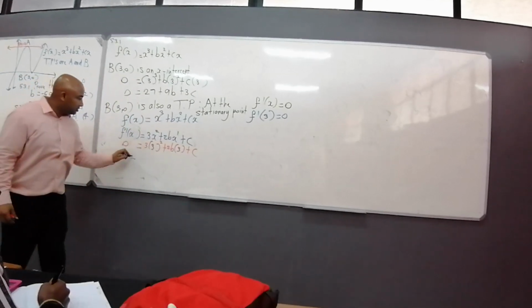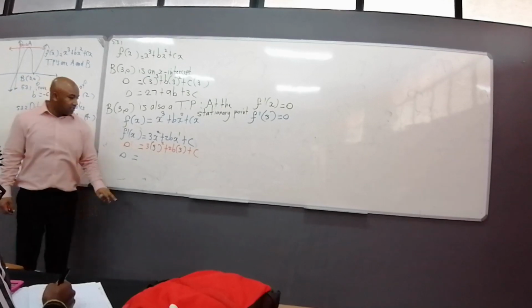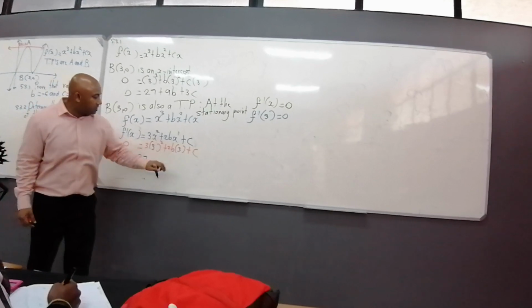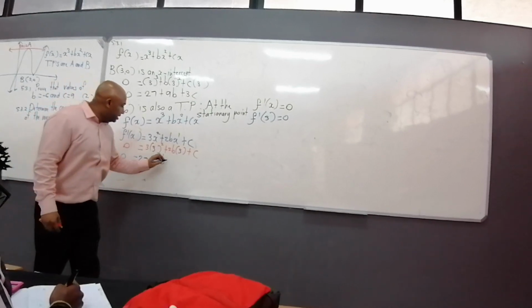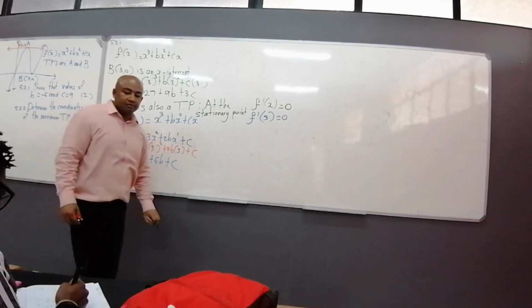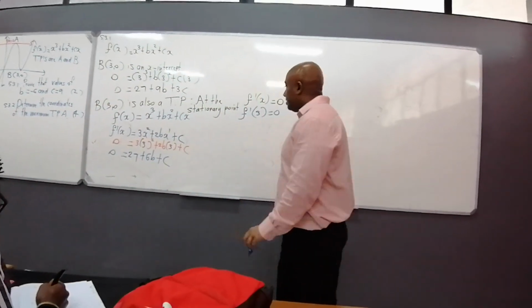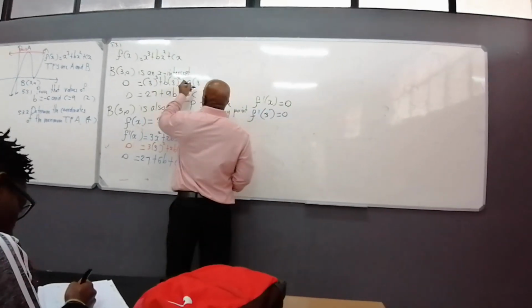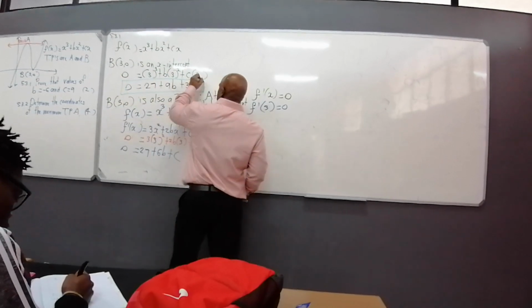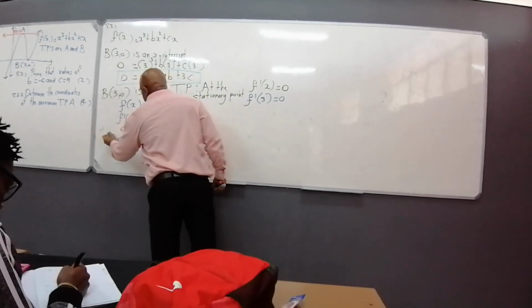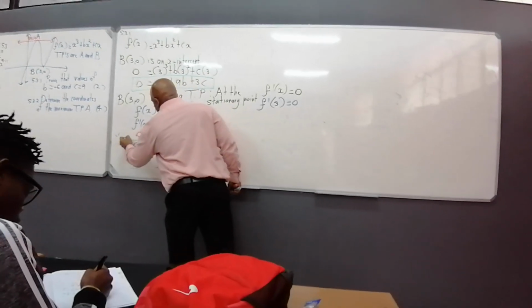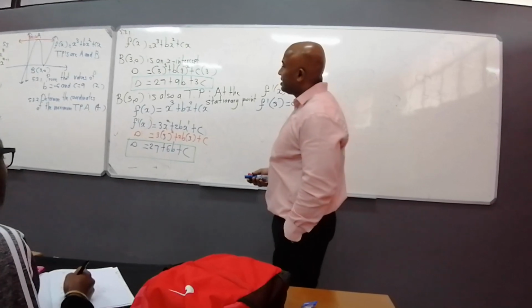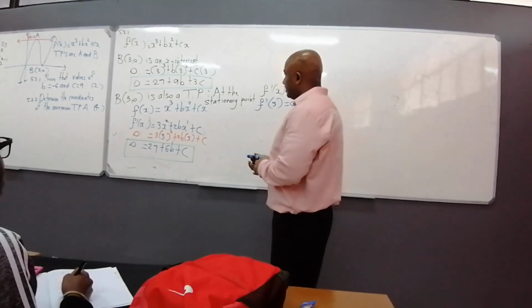So now, we can work this out. That's going to be 3 squared, which is 9, times 3, which is 27. 2 times 3, that will be 6b plus c. Okay, so now we have our two equations. So here is one equation, and there is the other equation.